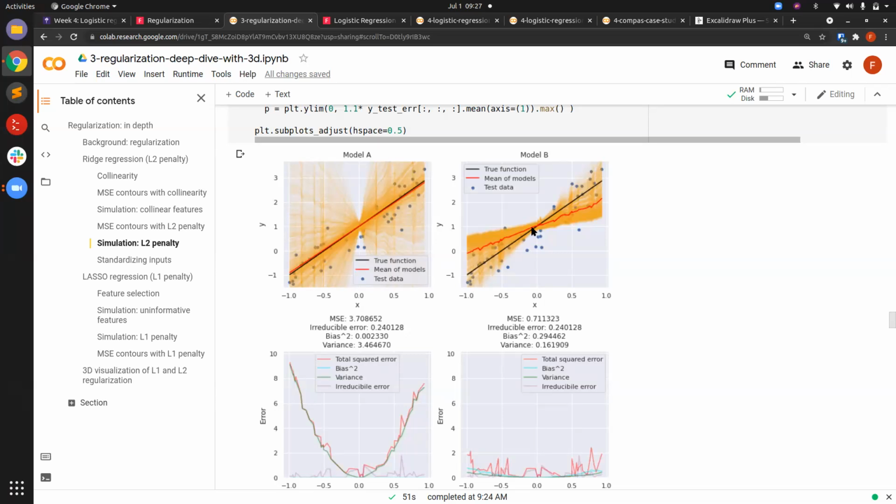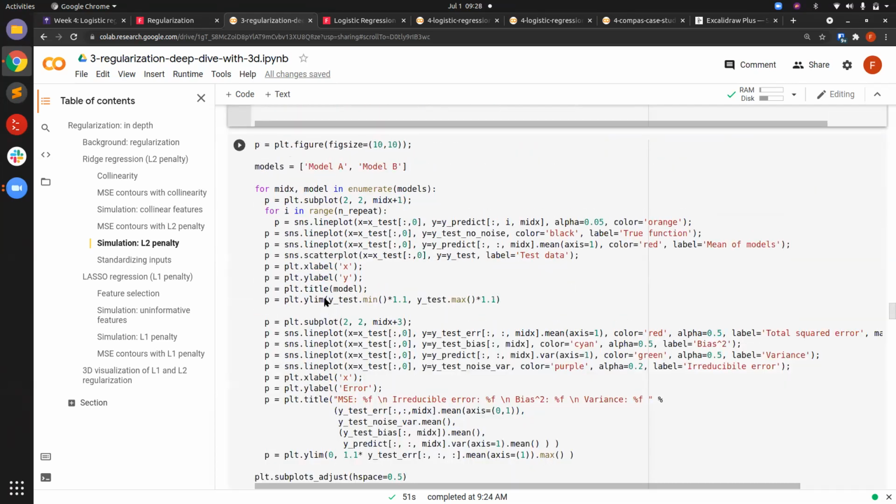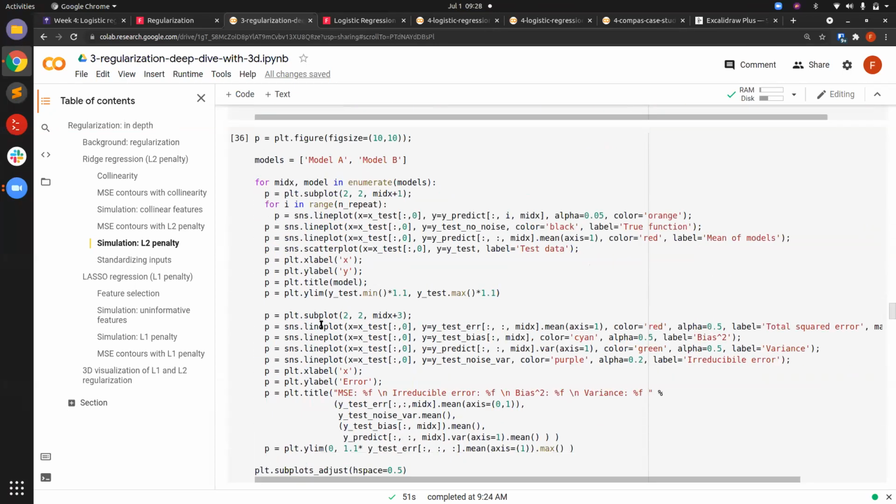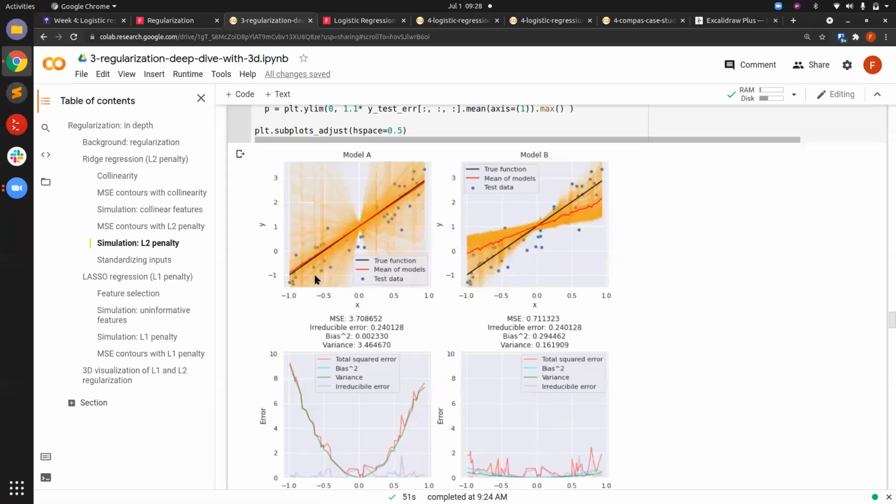Okay, there's another question. For model A, is it true that some of the L2 are less than 0? I'm not sure what that question is. In model A here, there is no L2 penalty term. So it's just a regular least squares linear regression. Does that answer the question?